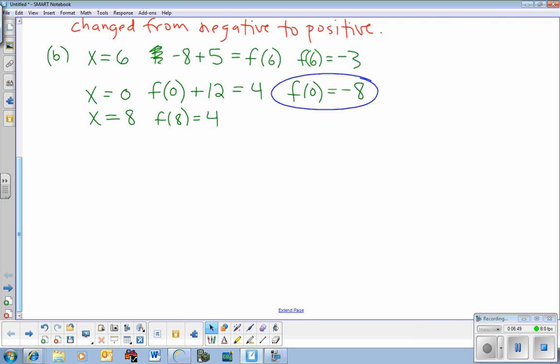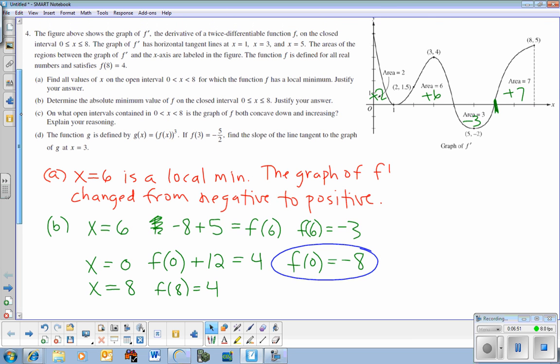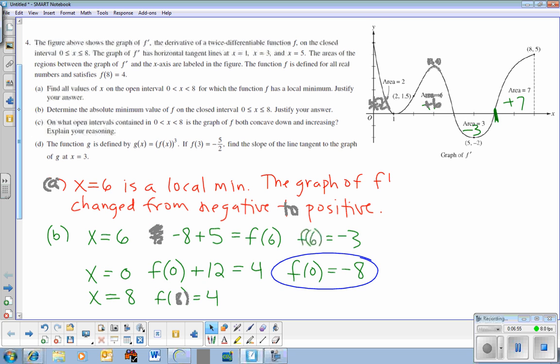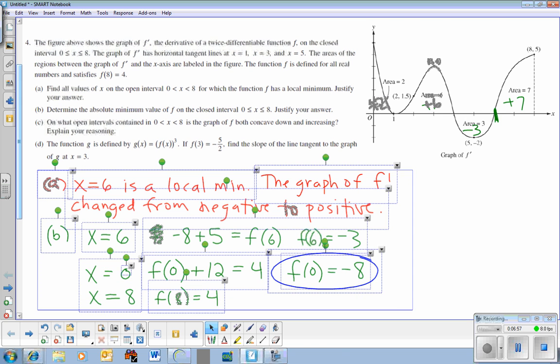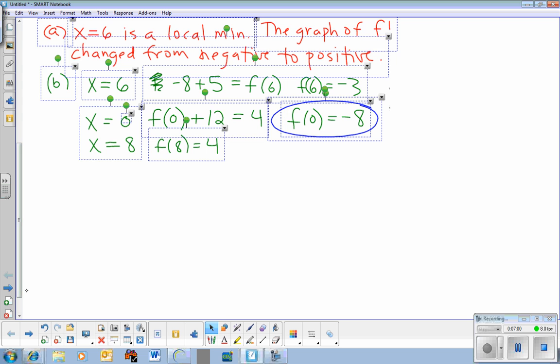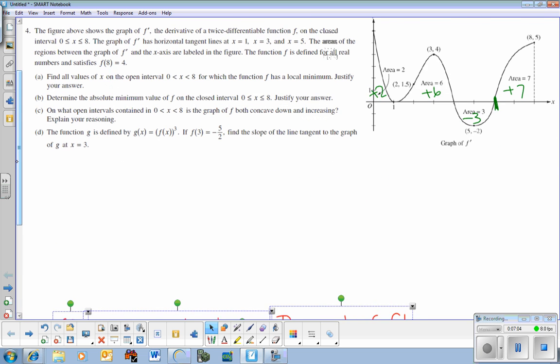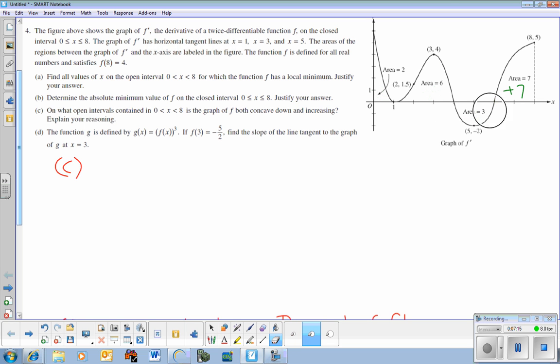All right, moving on, part C. What C is going to ask us is this. I'm going to move these down so I can keep the question showing. All right, part C. On what open intervals from 0 to 8 is f, not the picture, but f, which is the derivative of this function f, where is f concave down and increasing?